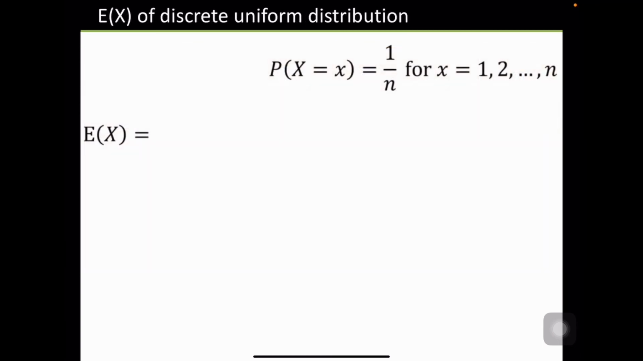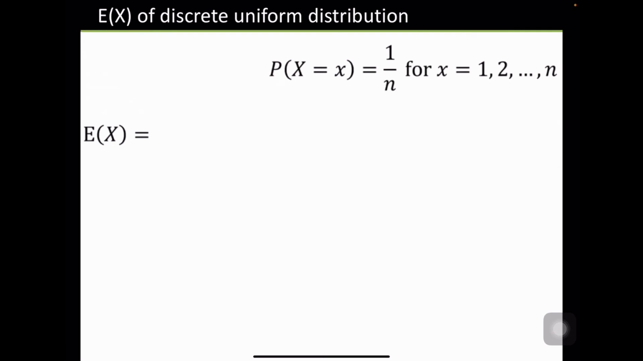So now we are going to do a proof for the mean of a discrete uniform distribution. The mean and variance will be provided to you in an exam formula book. However, you also need to know how to do it yourself as well. They may ask you to do a proof for the mean or variance of a discrete uniform distribution.